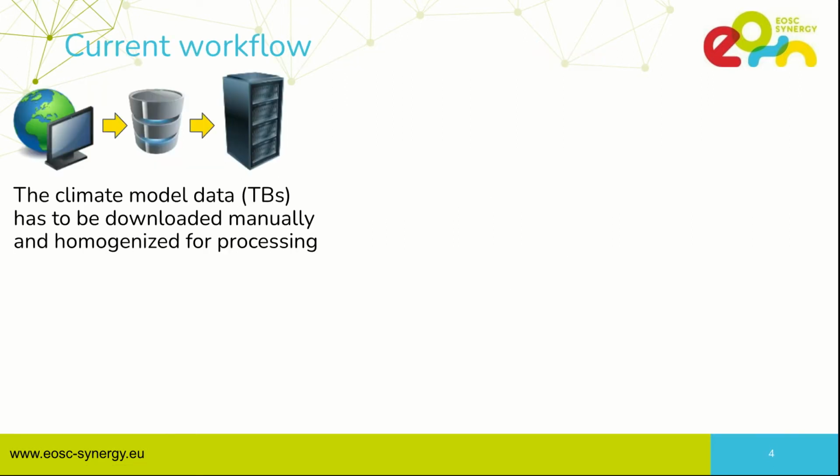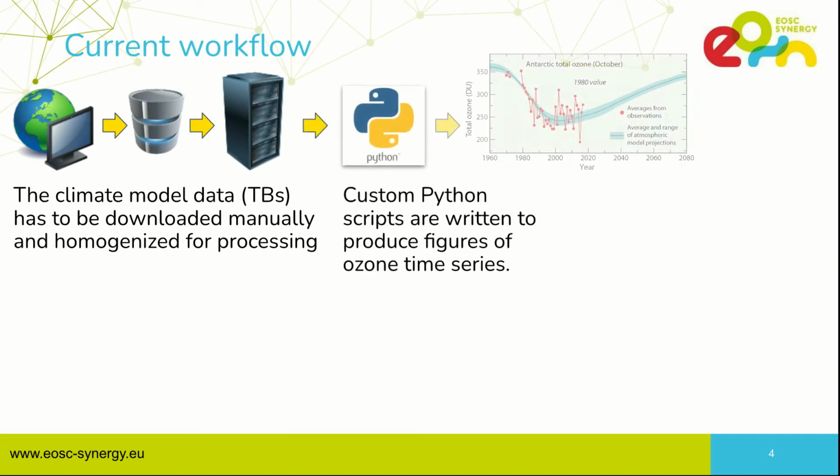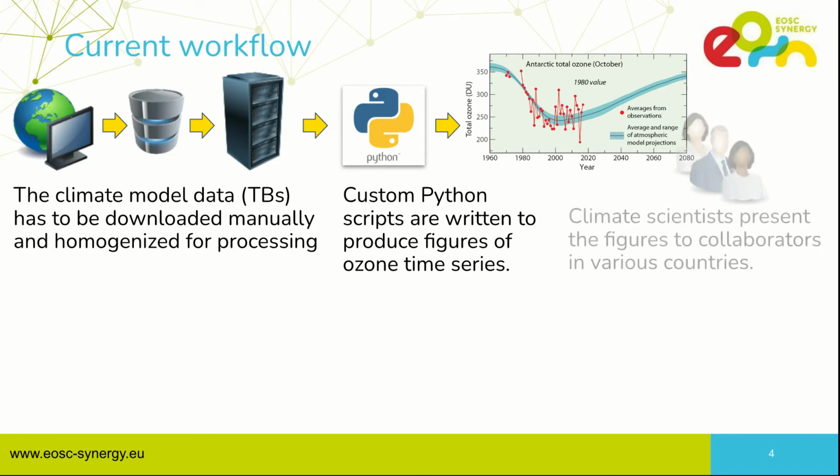The current workflow of climate scientists includes a number of manual steps. The climate model data has to be downloaded and homogenized. Scientists then write custom scripts to process the data and produce figures of ozone time series. These figures are then presented to collaborators in various countries.